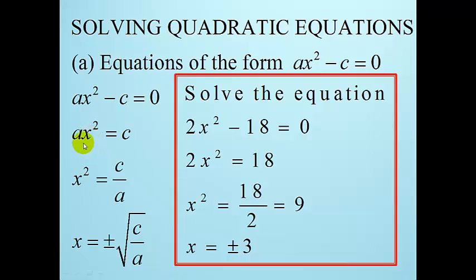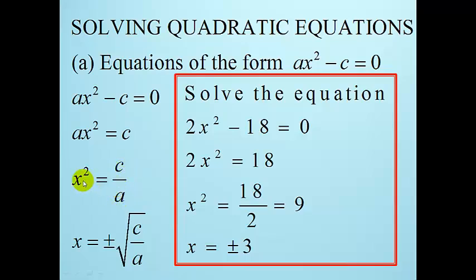Because we are solving for x, we divide the left hand side by a. And when we divide the left hand side, that is ax squared by a, we are left with x squared. This is equal to, when we divide the right hand side by a, c over a. This means that x squared is equal to c over a.